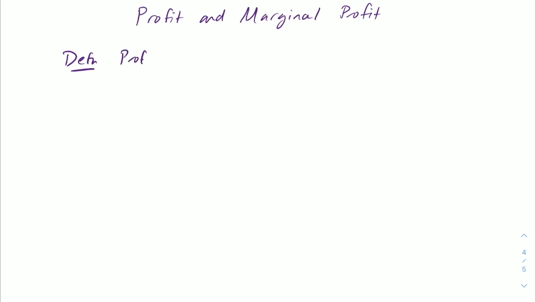All right, so in this video we're going to talk about profit and marginal profit. So we'll start with the definition. Profit is revenue minus costs, or P equals R minus C.